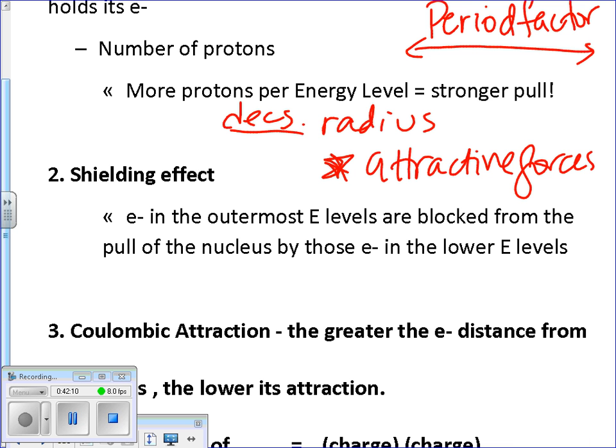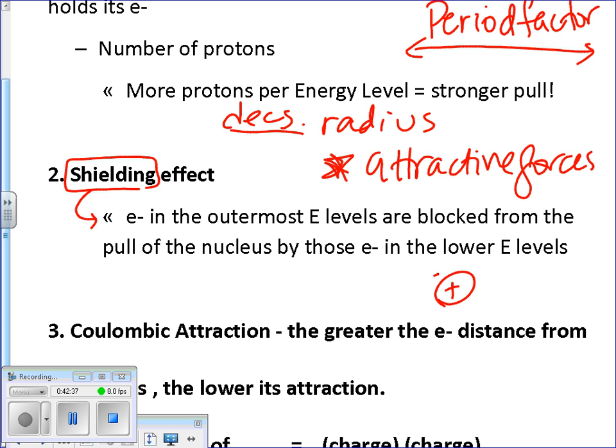So the shielding effect is the name that we give to the effect that we already talked about: the energy levels building, causing the radius to increase. There's a little bit more to it, though. Something about this word shielding has to be noted down here. What we talk about is the fact that the nucleus is going to be positively charged. This nucleus is positively charged, but that attraction for its electrons can be shielded by other electrons.